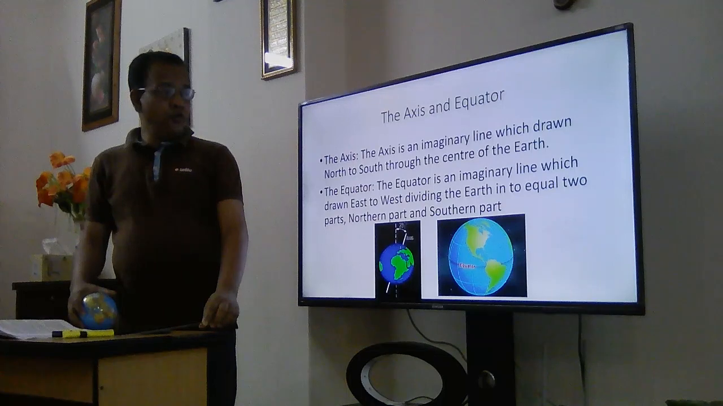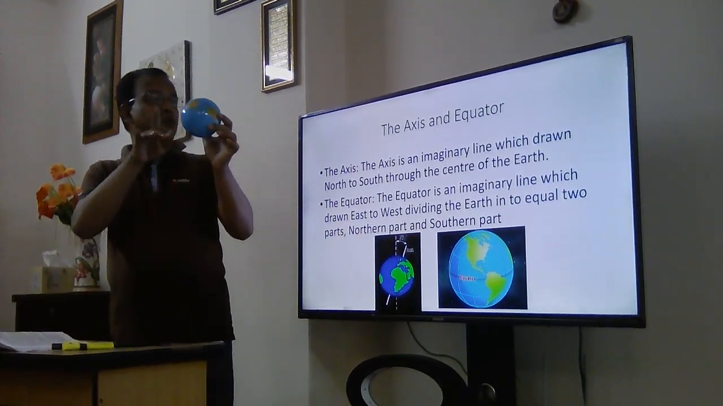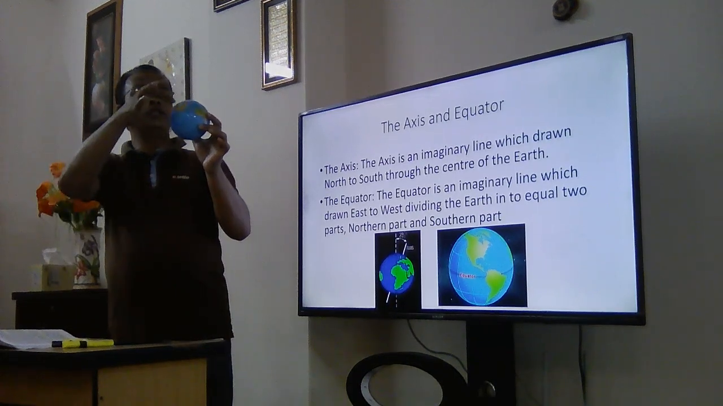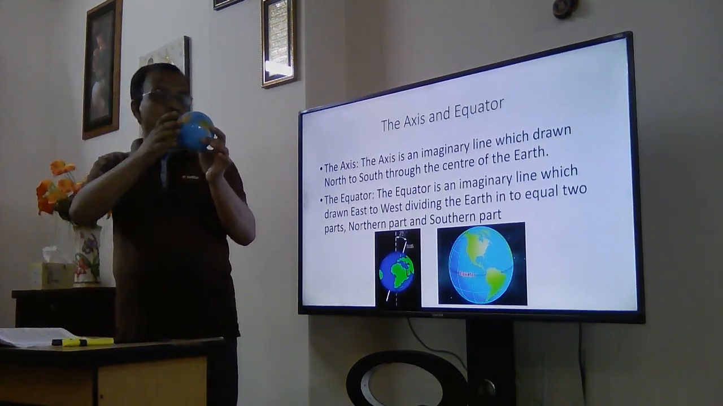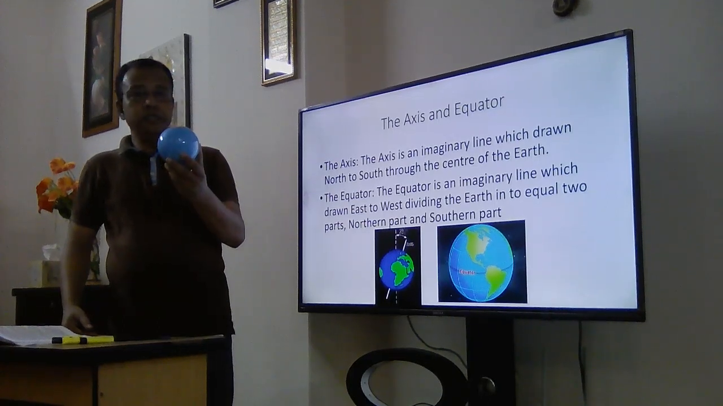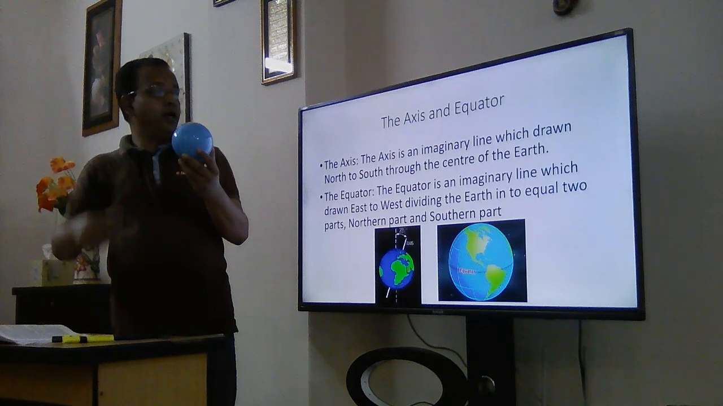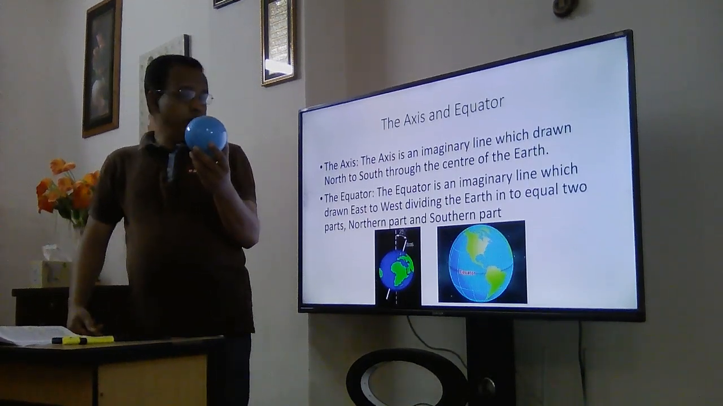If you have a globe at home, you will see this globe is in an inclined position on one side, and through the center there is a stick. On the base of this, the globe is moving. You can say this stick is the axis. That means on the base of the axis our earth is rotating on its own axis.